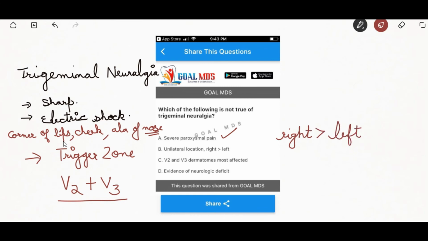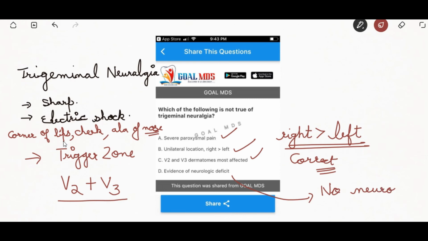Remember, there is no evidence of neurological defect. So there will be no neurological defect, and option D is incorrect. There will be frequent lip pain, and you will find that local anesthesia, if given, will temporarily arrest the pain.